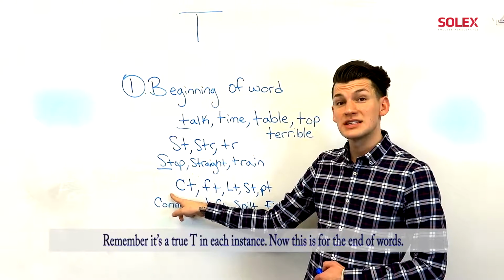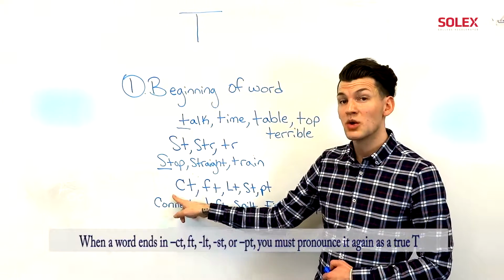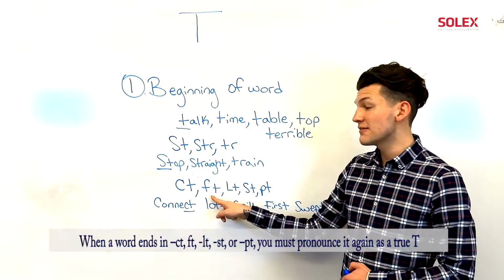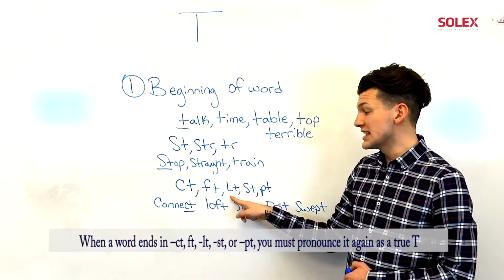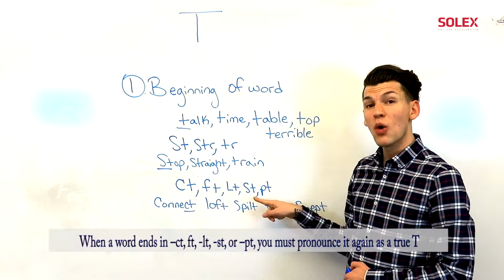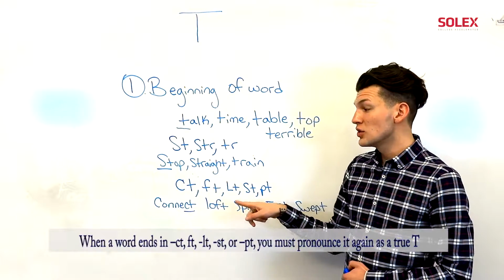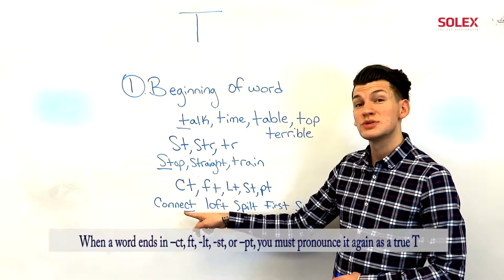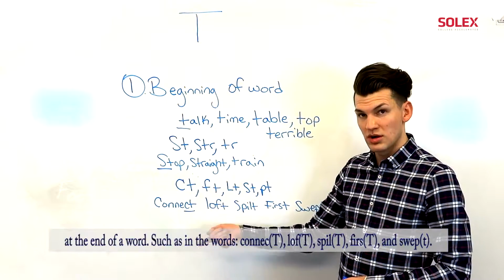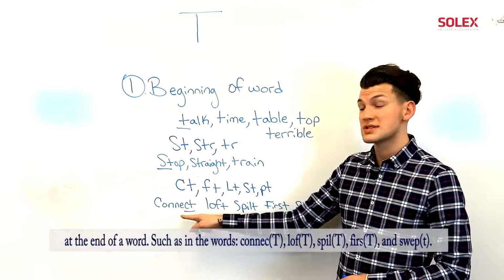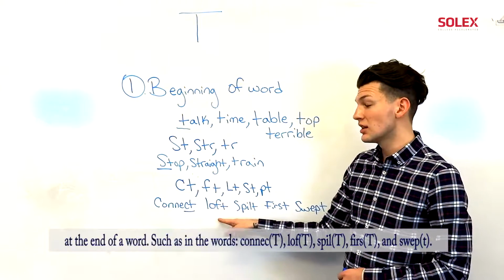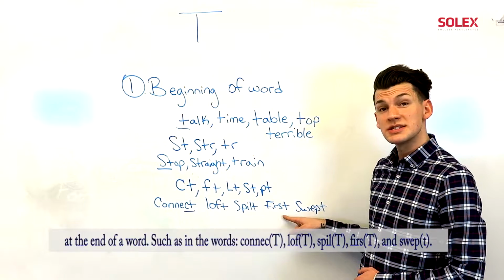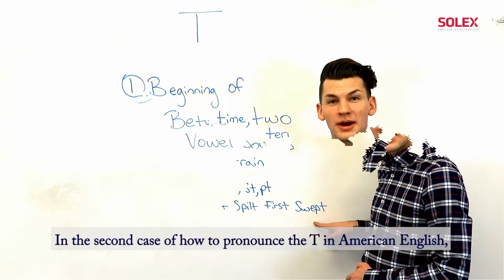Now this is for the end of words. When a word ends in CT, FT, LT, ST, or PT, you must pronounce it again as a true T at the end of the word, such as in the words connect, loft, spilt, first, and swept.